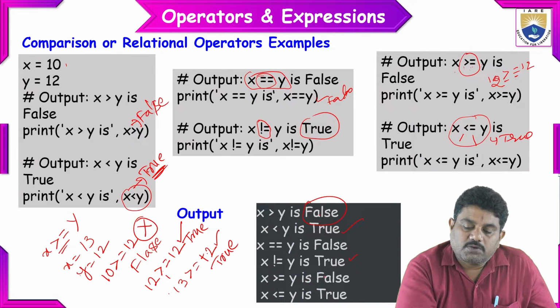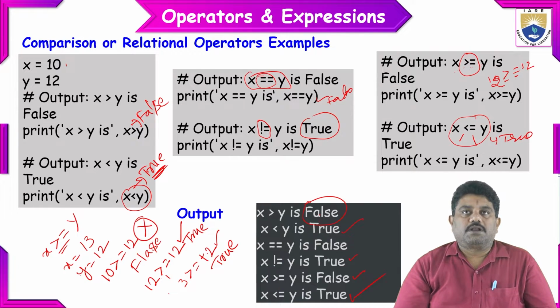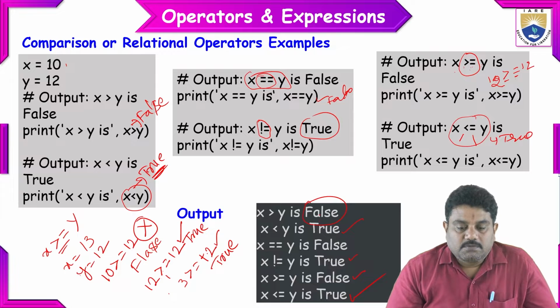x greater than or equal to y is false because x is neither greater than nor equal to y. So this returns false. Next, x less than or equal to y. In this case, x is less than y. Of course, not equal to y, but less. Any one satisfied, then the expression becomes true. That is how comparison and relational operators work.